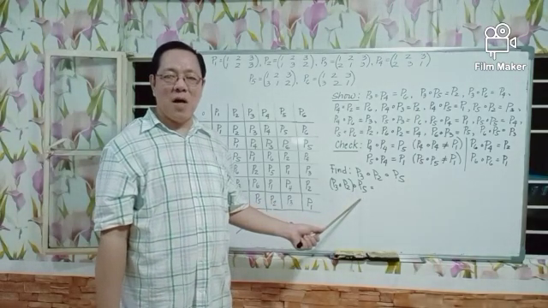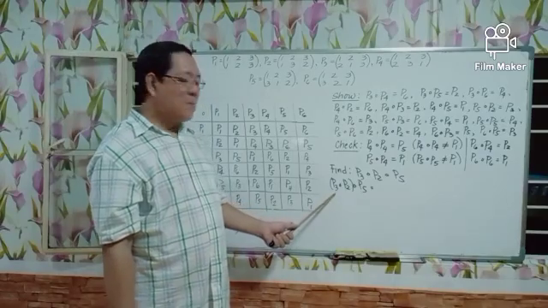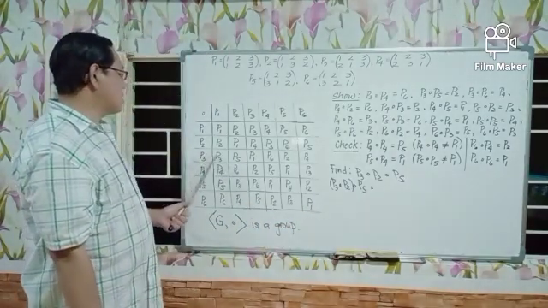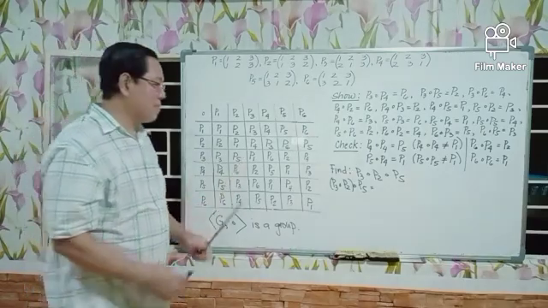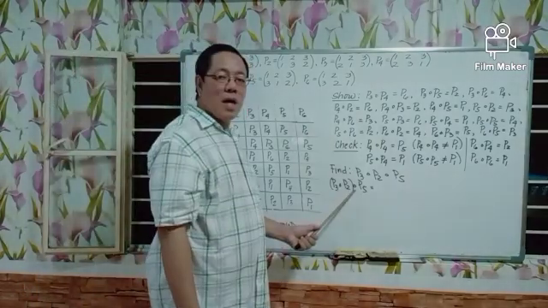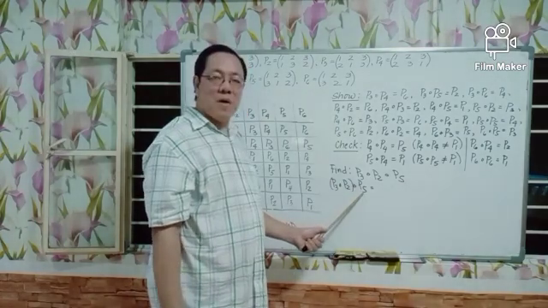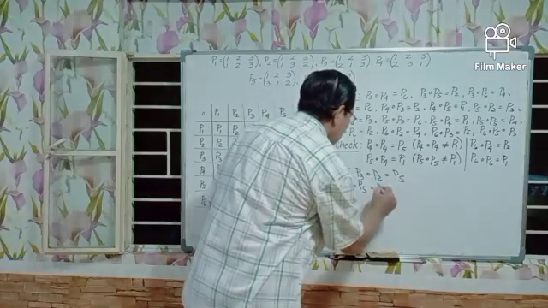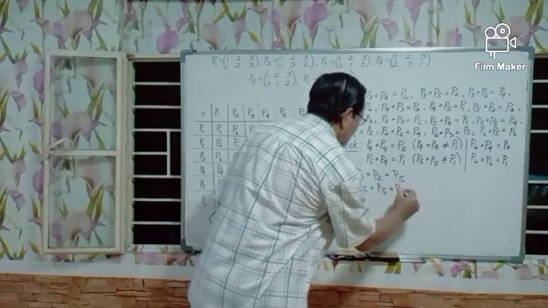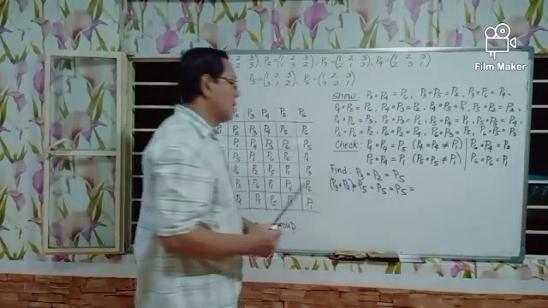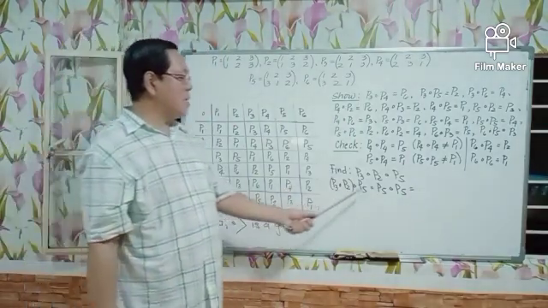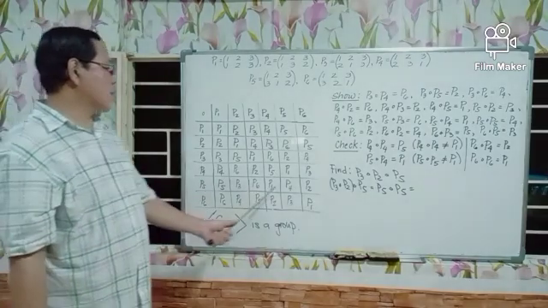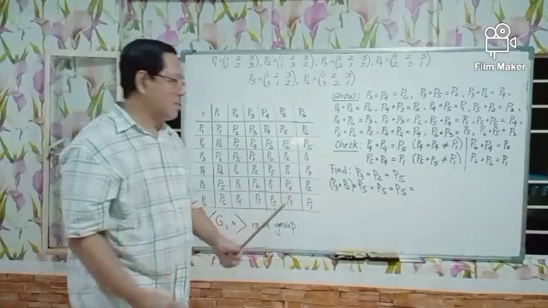From the table, P3 circle P2 is P5. And we combine it with P5 under composition of function. Again, from the table, P5 circle P5 is P4.